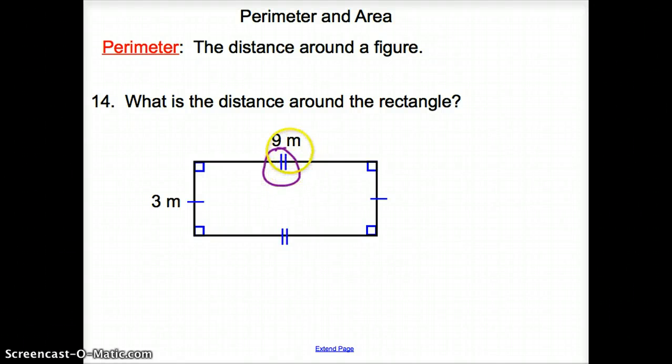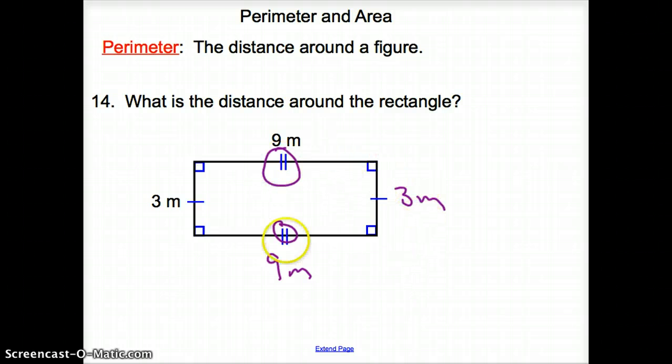If those tick marks are the same on the other side or any other side of the figure, we know that that distance is the same. So since we have the same tick marks here and there, I know that this is 9 meters. This is 3 meters over here. We have the same tick mark there, so I know that is 3 meters.